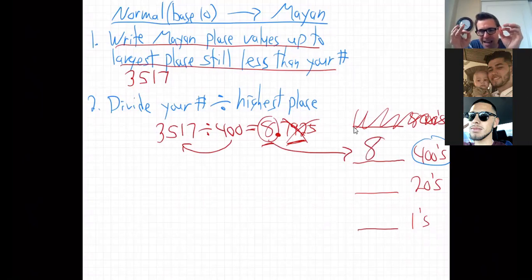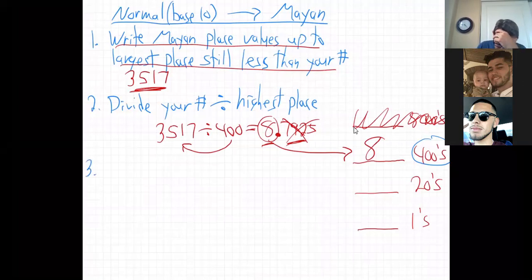That means there's 8 complete 400s in my number. So I'm going to need 8 400s. That's what that means. So you just grab the whole number, chuck the decimal. I'll show you what we're going to do with the decimal stuff, but for now, just chuck it. You don't need it. Just grab the whole number, 8 whole 400s. Our 3,517 has 8 400s in it.